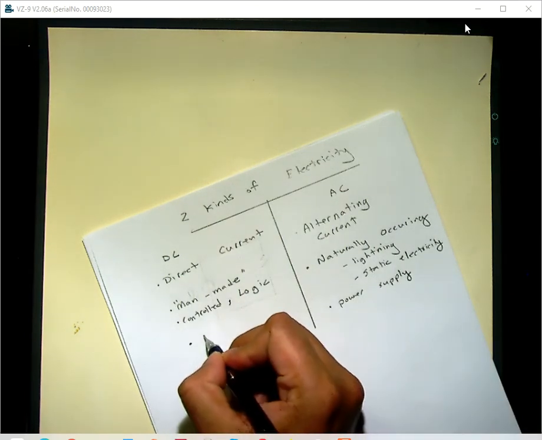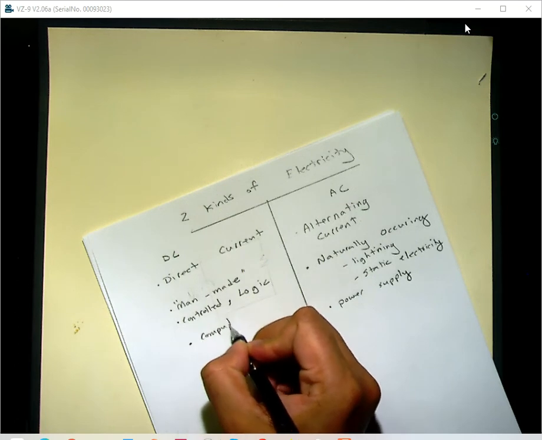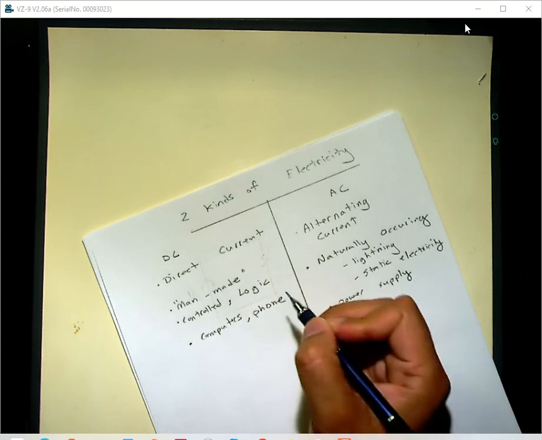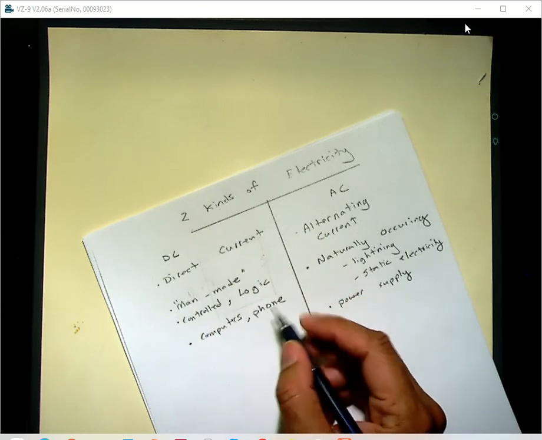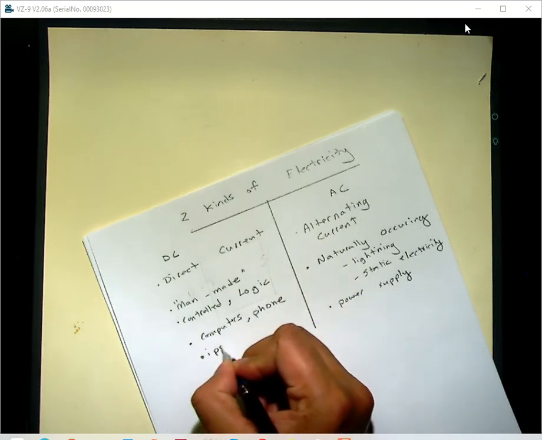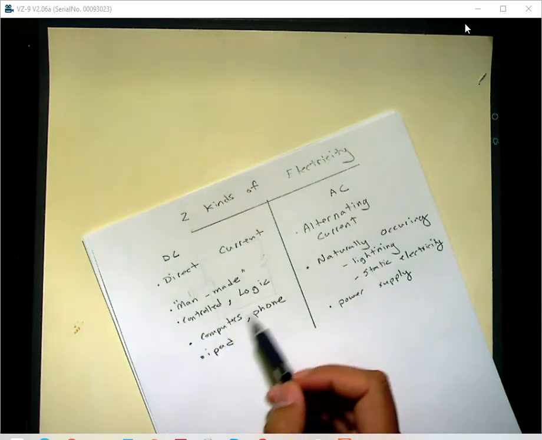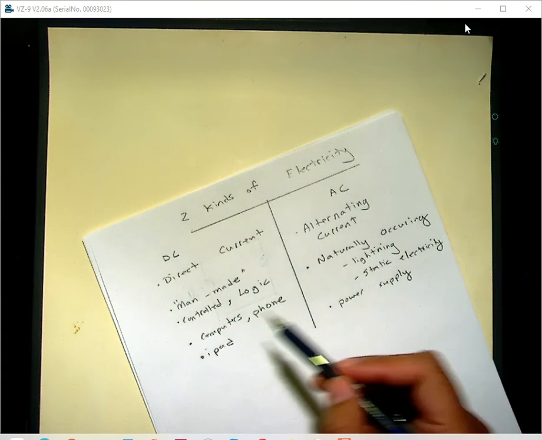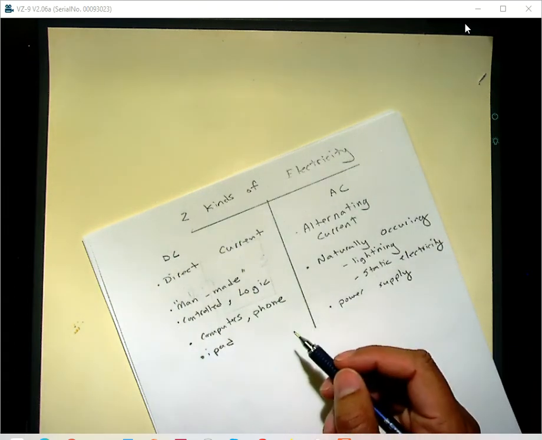So what's the computers? Your phone, your iPhone, Android, so on and so forth, iPad, this is under DC. The internal components that are controlled are DC. The power that supplies this controlled environment is AC.